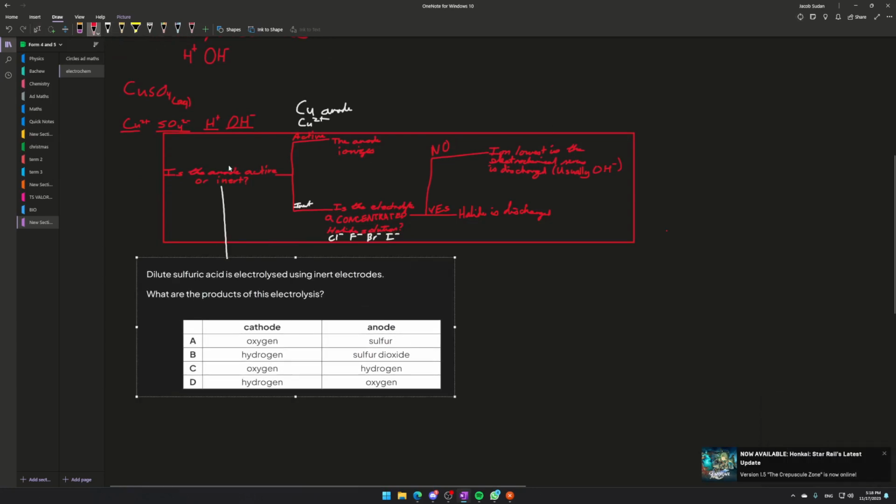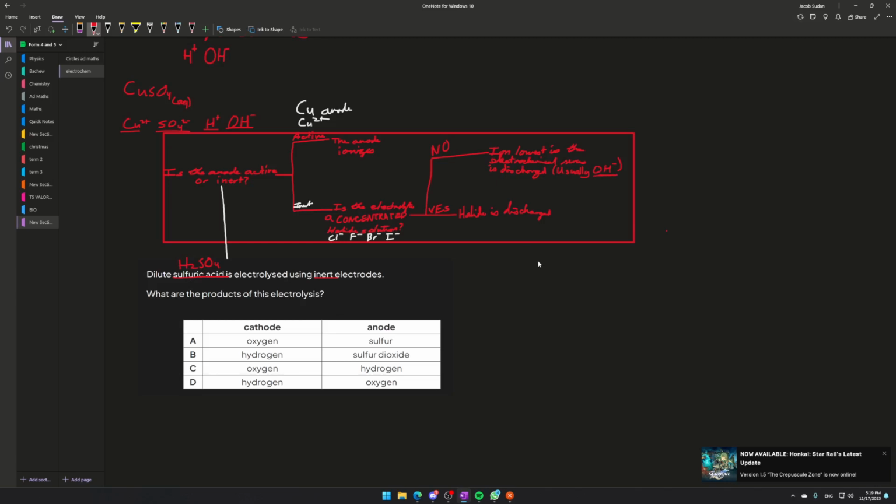Dilute sulfuric acid is electrolyzed using inert electrodes. What are the products of this electrolysis? So, using the flowchart, we could solve this. Is the anode active or inert? Inert electrode, so it's inert. Is the electrolyte a concentrated halide solution? Sulfuric acid is H2SO4, so it's not. So that means the ion lowest in the electrochemical series is discharged. Therefore, it's usually OH minus. In this case, it is OH minus.